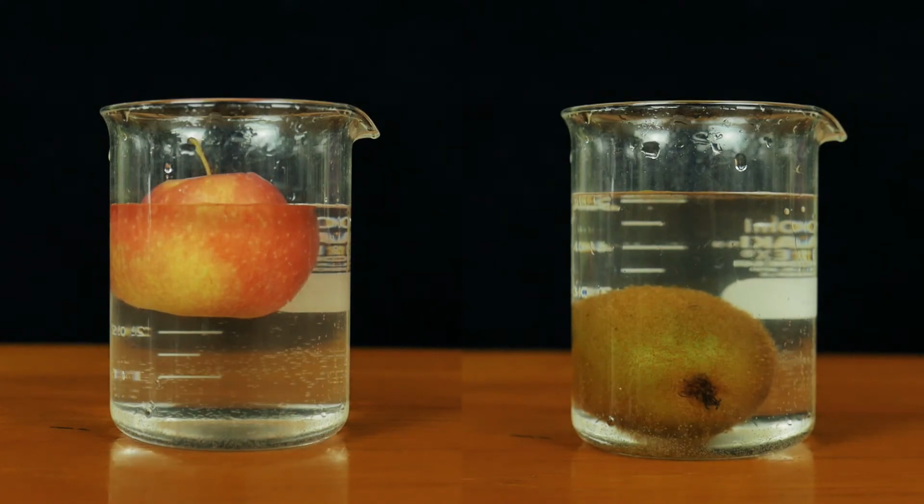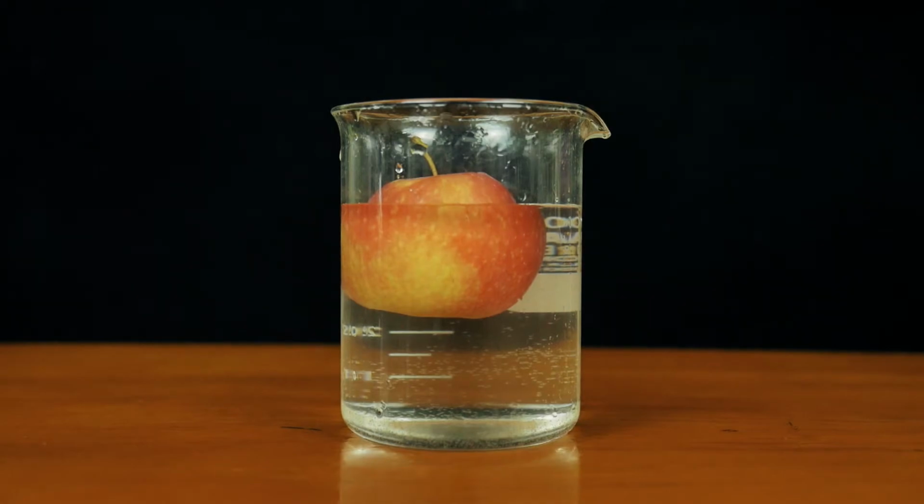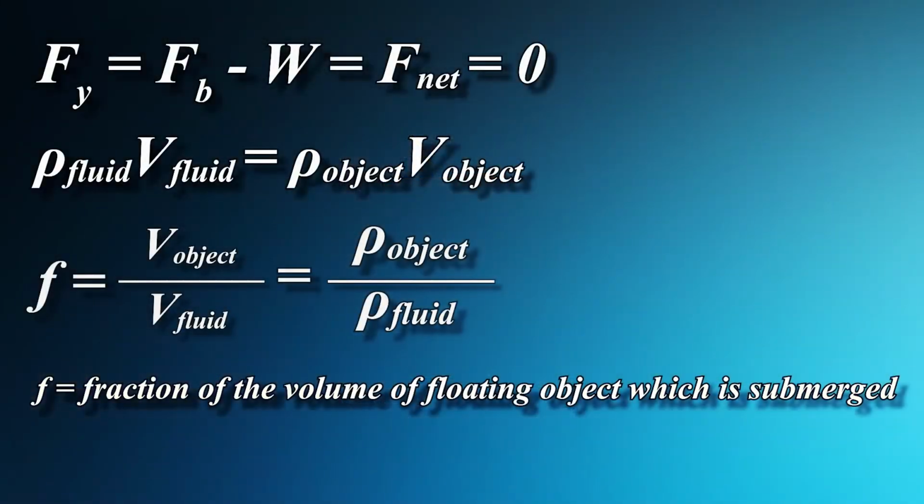Okay, let's go back to our examples, the apple and the kiwi. We can see that the apple floats and the kiwi sinks. Why does this happen? This is because the density of the apple is lower than the density of the water. We can see that only a part of the apple's body is in the water. We can find the fraction of the volume of the floating apple and its submerged part by using this formula.